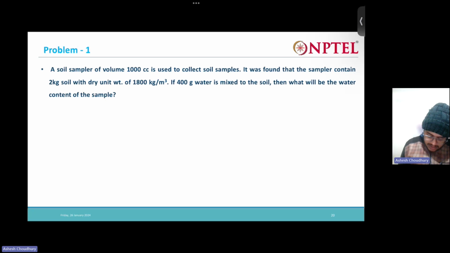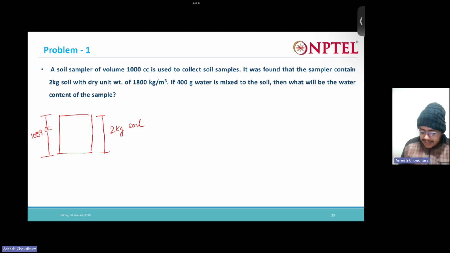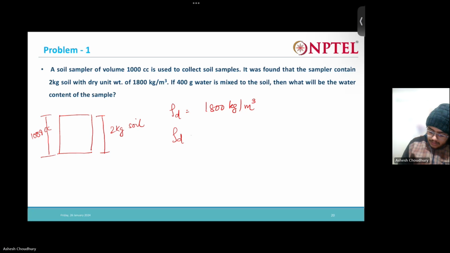So we have a soil where the total volume of the sampler is 1000 cc. In that sample, we have a total of 2 kg soil, and the dry density is 1800 kg per meter cube. So what is dry density? Weight of soil solids by total volume.